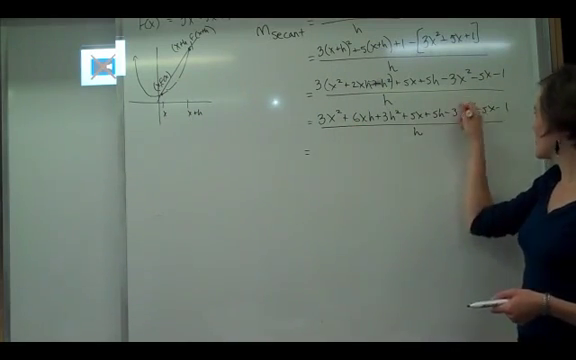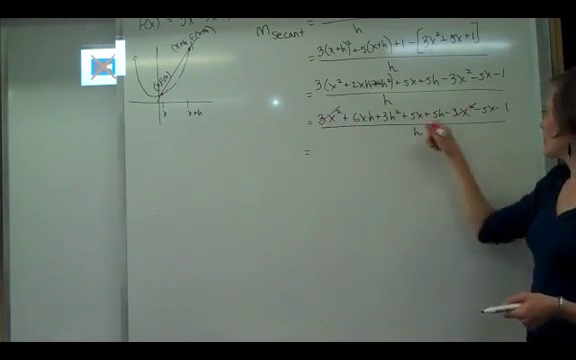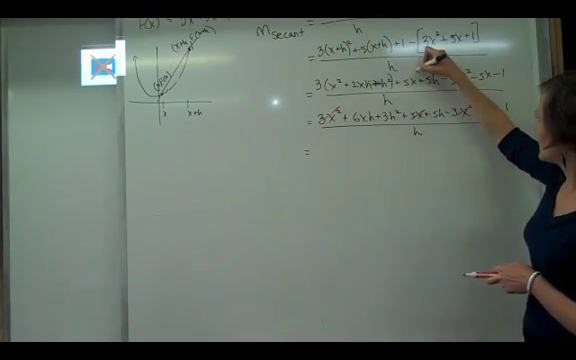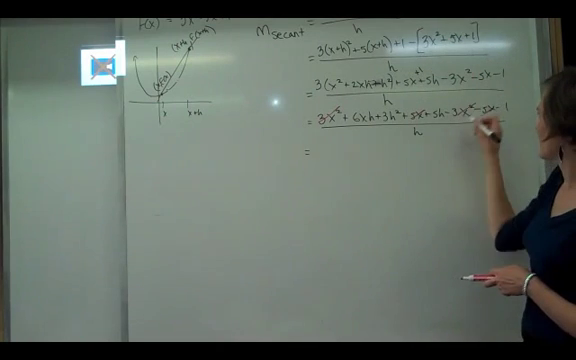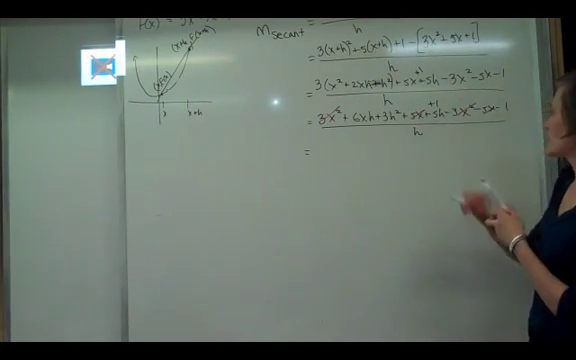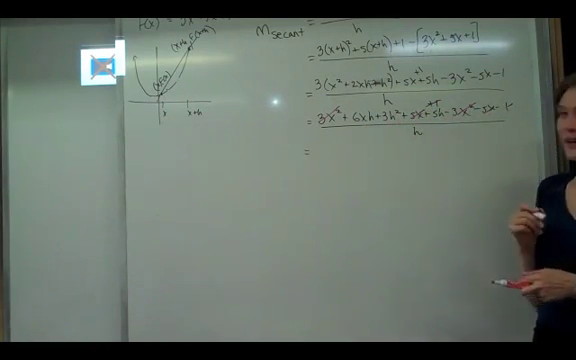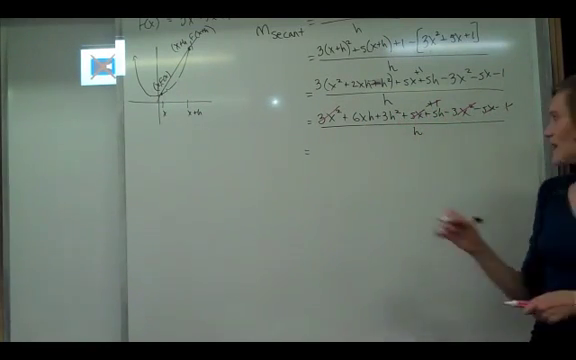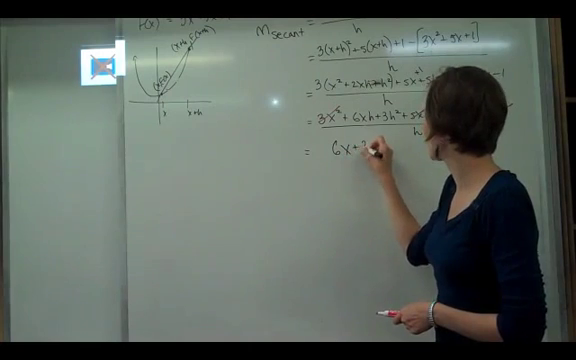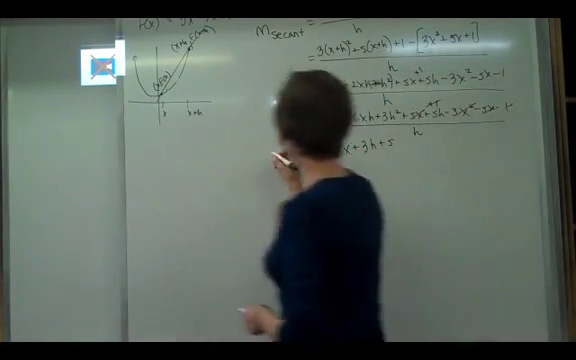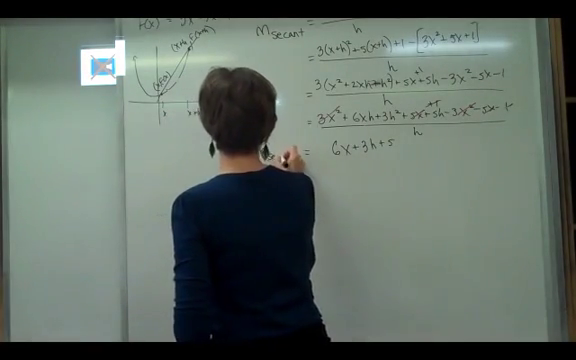So notice I have some things that are going to cancel, this and this, 5x and this, and did I forget a 1 up here? I did, I forgot that 1. So there should be a plus 1 in here. So that's going to cancel with this. Notice everything that remains has an h in it, so I'm going to divide out that h. So I have 6x plus 3h plus 5. This represents my function. So this is m of the secant line.